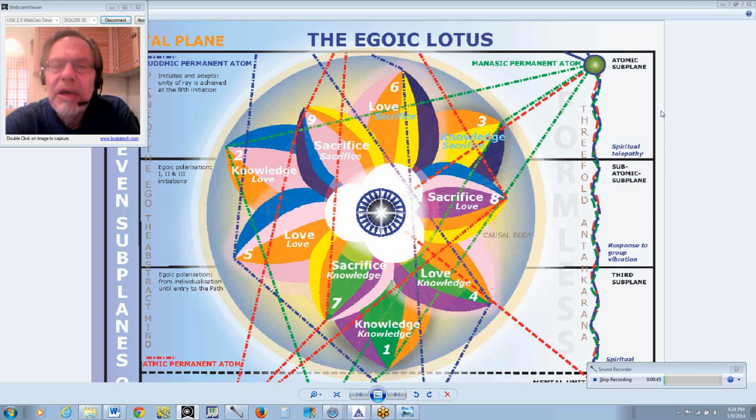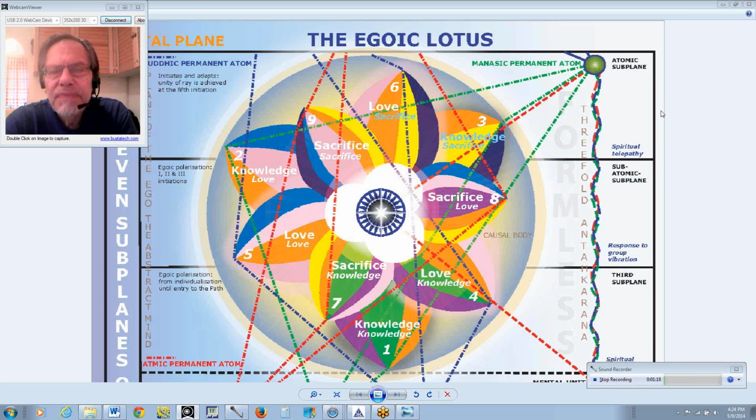Here we are looking and viewing and doing our best to put together a great deal of information. We are studying the Egoic Lotus located on the higher subplanes of the mental plane. It is that structure created in our planet and on our fourth chain through the intervention of the solar angels and the power of the monad.